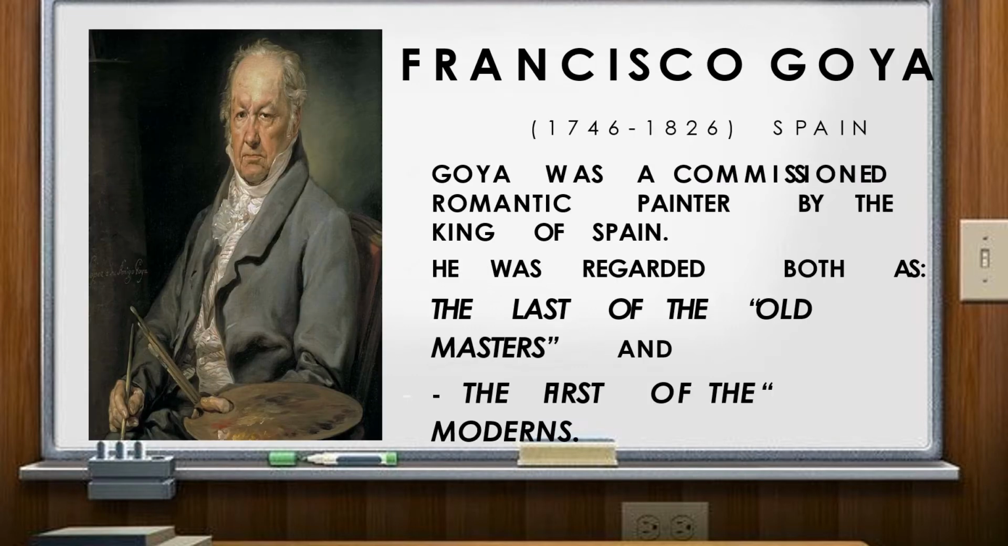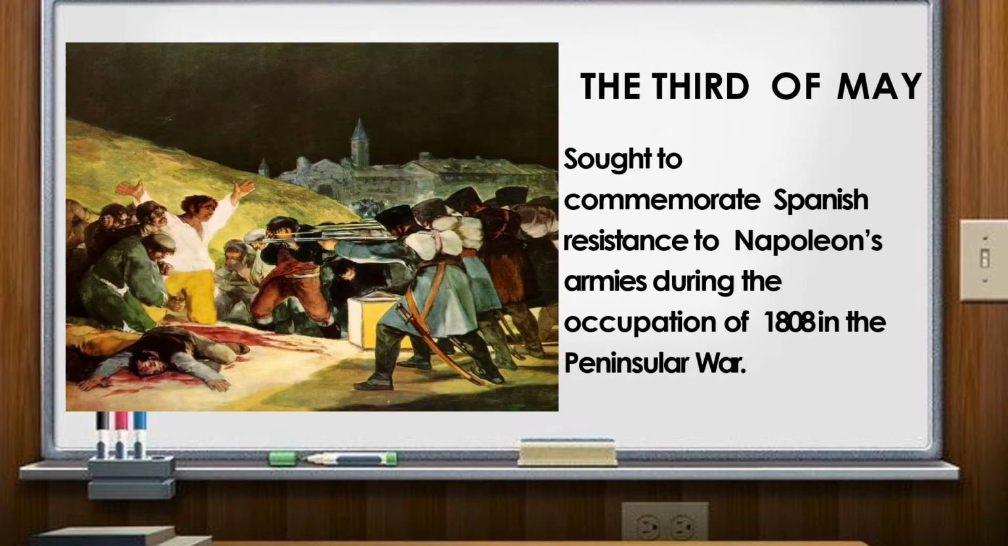The first of the artists in the romantic art is Francisco Goya. Goya was a commissioned romantic painter by the King of Spain. He was regarded both as the last of the old masters and the first of the modern. This painting, which is called The Third of May, sought to commemorate Spanish resistance to Napoleon's armies during the occupation of 1808 in the Peninsular War.